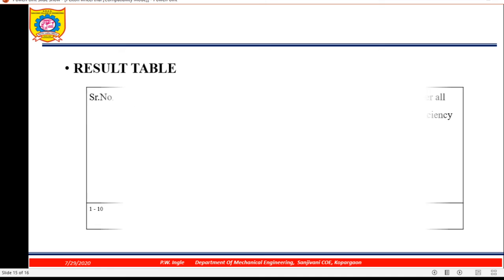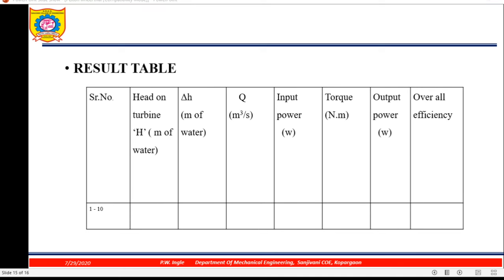Then you will get the result table. Now what results are expected? Number one, head on turbine H. I told you how to calculate H. You just convert that kg per centimeter square into meter of water. We know that 1 kg per centimeter square equals, you convert it into Newton per meter square. Then 10.3 meter of water is nothing but 1.031325 bar. So convert kg per centimeter square into bar and then into meter of water. Then delta H is 12.6 into x.